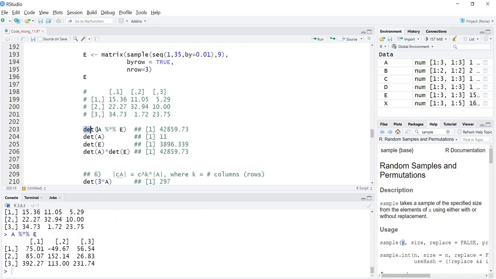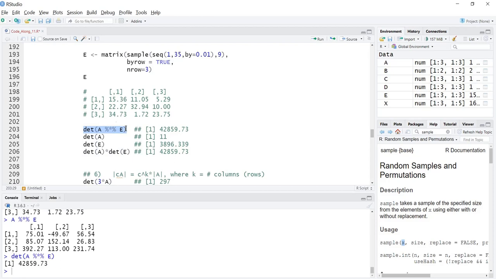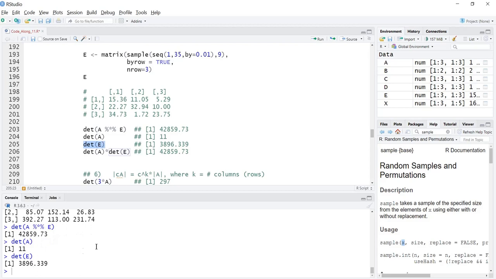If I take the determinant of A times E, it gives me 42,859.73. Remember that the determinant of A was 11, and now we can see that the determinant of E is 38,96,339. If I take this and multiply them, I get this value up here. So this is equal to this. They're the same. Okay.